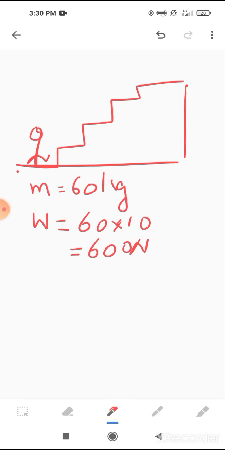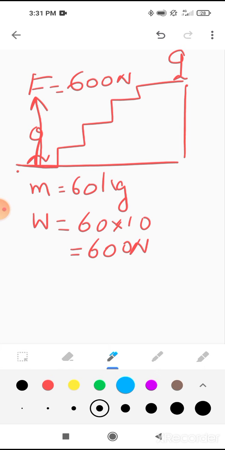So while climbing the step, he has to exert an upward force equal to his weight. While we climb the steps, actually we are lifting our body weight in each step. So the force the man has to exert is 600 Newton, and finally he climbs 20 steps, each of 20 centimeter. Each step is of 20 centimeter height.